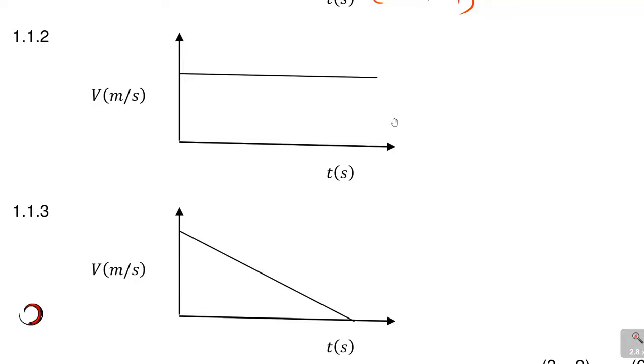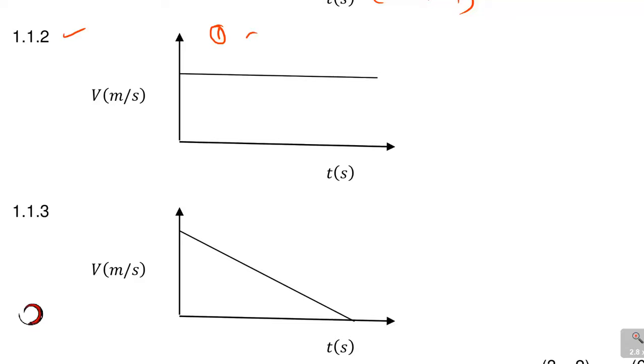Now, 1.2, we're looking at this velocity time graph. Again, this is a straight line, but it is a horizontal graph. It's a velocity time graph, it's important to know. And then it's a horizontal graph. Now, what do you conclude when the graph is horizontal like this?